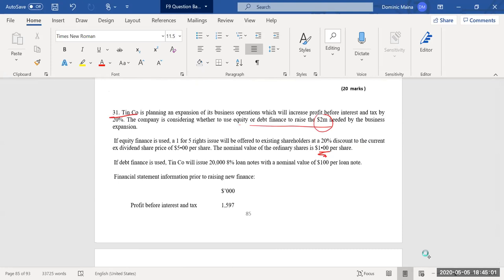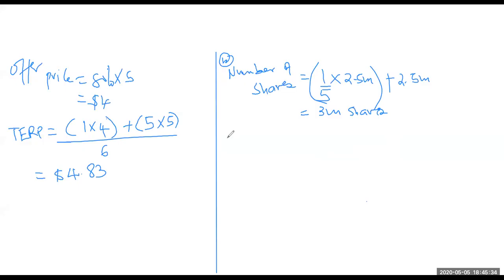Now the question is, how much return are they going to be making from this investment? If you look at the first line, it says the company is planning an expansion of its business operation, which will increase profit before tax. Oh, yes, I have seen that. I forgot that. So if the company goes ahead and makes this investment, its profit will increase by 20%. You see that bit? Yes. So that means the revised profit is going to be 120% of the old profit, isn't it? Yes, 120% of the old profit.